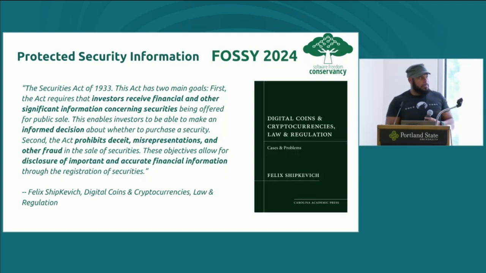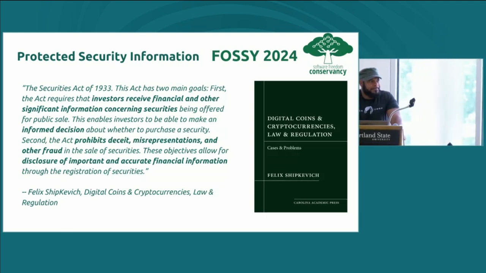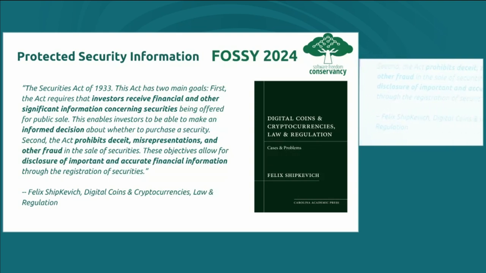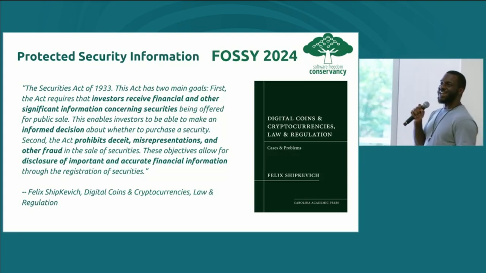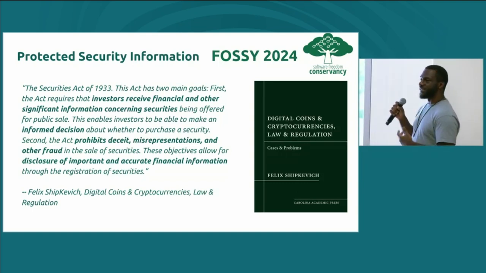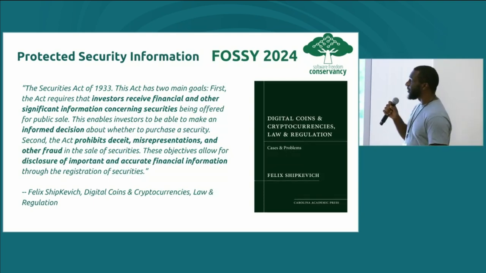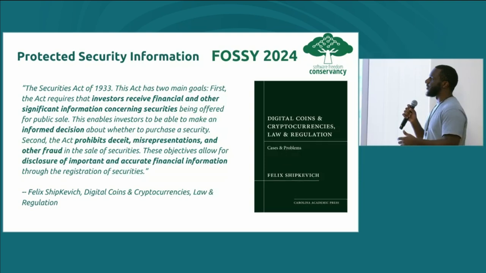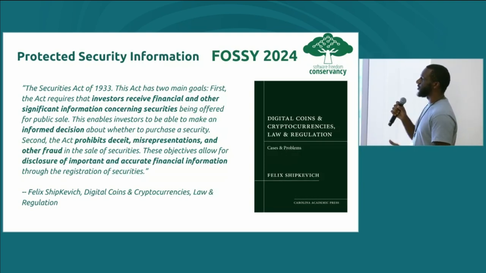So on the tail of information asymmetry, if you have heard of the 1929 stock market crash that basically wiped out 89% of equity investors' investments, that led to the precipitation of the Great Depression. And in 1933, the Securities Act was created. Congress came together and said, look, we cannot have this happen again. So they established some rules. Investors needed to receive financial and other significant information concerning the securities, and they also wanted to prohibit deceit, misrepresentation, and other fraud, by requiring disclosure of accurate financial information from these companies to the government by registration of those securities.